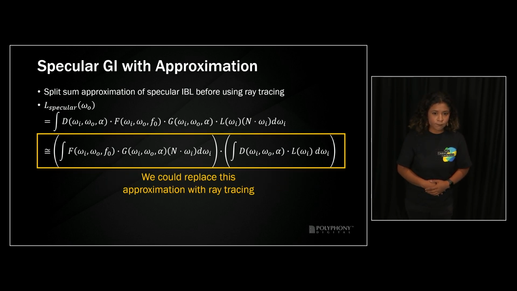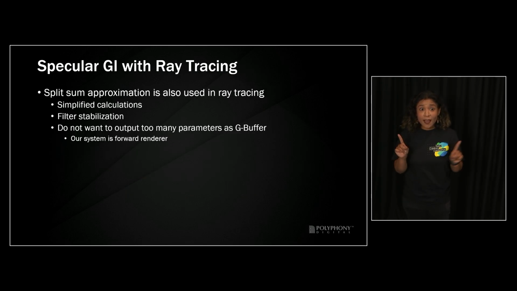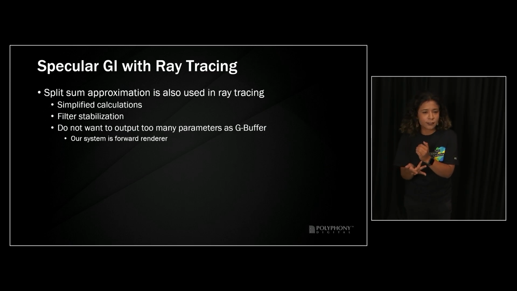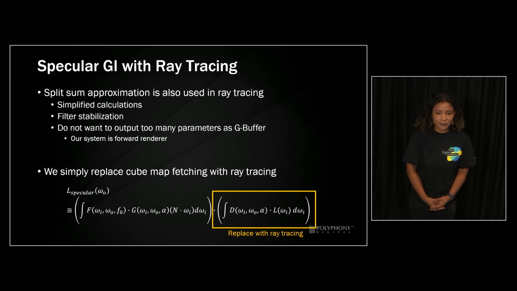We could replace this approximation with ray tracing to improve accuracy, but this time, we continue to use the split sum approximation even when ray tracing is used. This decision simplifies calculations, stabilizes filtering during denoising, and reduces the number of G-buffer parameters to be output, so it is very useful for us. And we simply replace a cube-map fetching in split sum approximation with ray tracing.